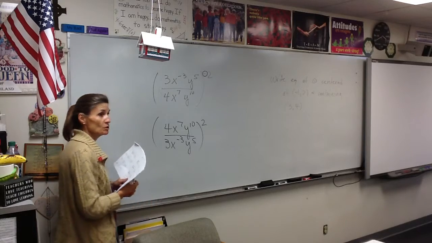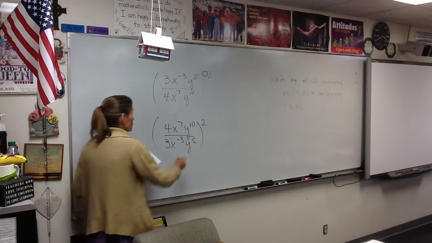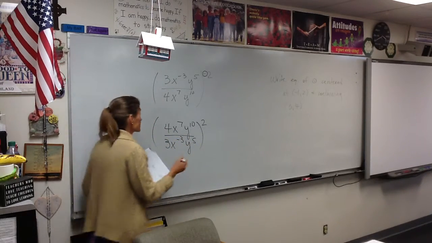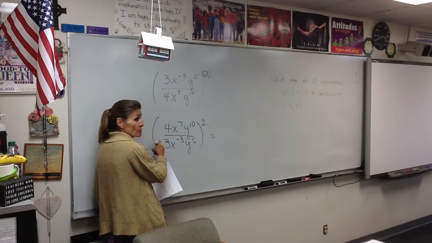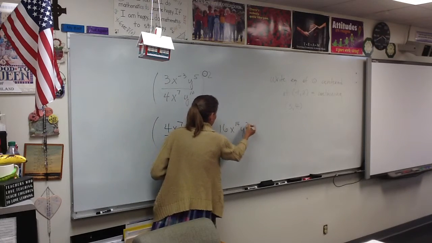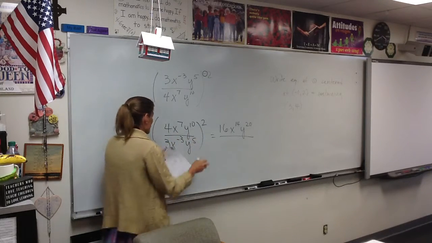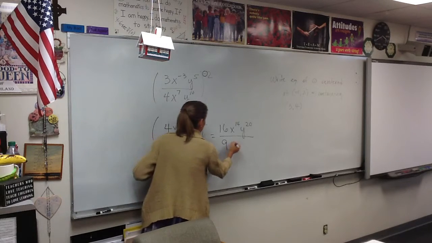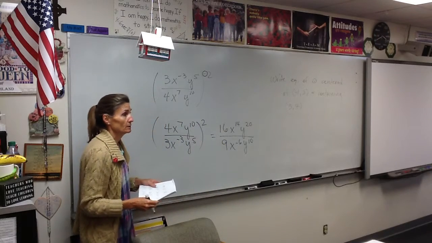Okay. What'd you do next, Jamie? I just did this. So you squared everything in there, and again, you don't have to do that next, but it's a perfectly okay way to start. So that would be, now don't forget the 4 and the 3 too, so that would be 16, x to the 14th, y to the 20th, over 9, x to the negative 6th, y to the 10th. Is everybody okay with that?